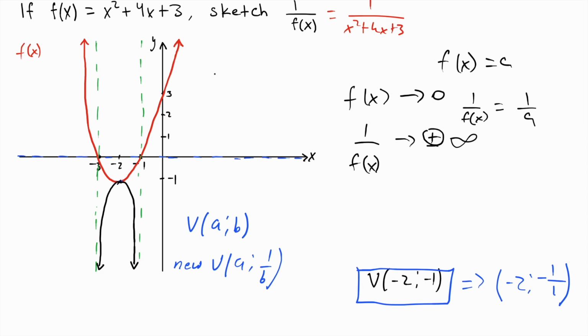But before we do so, we also have to acknowledge that our y-intercept right over here is also going to be the reciprocal of it. So if our y-intercept was 0, 3, our new y-intercept is going to be 0, 1 over 3, alright? So it's going to be somewhere around here, okay? Let me just write 1 over 3. Alright, so my graph will look something like this.